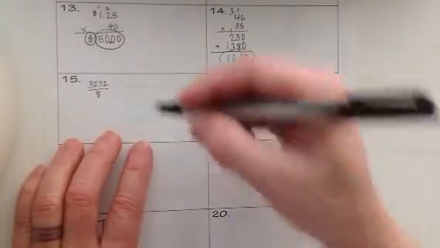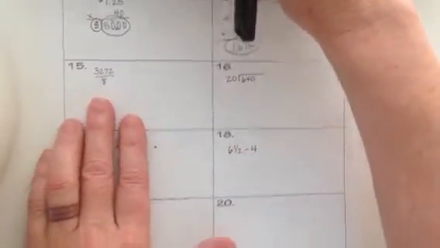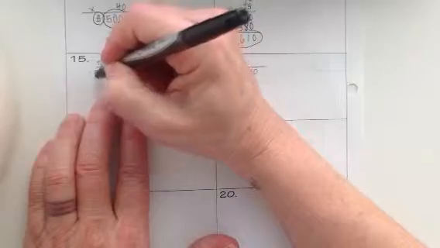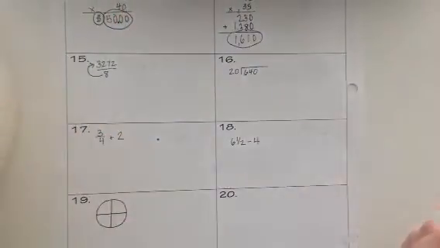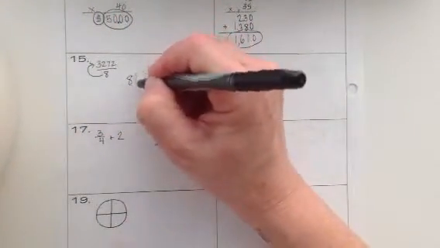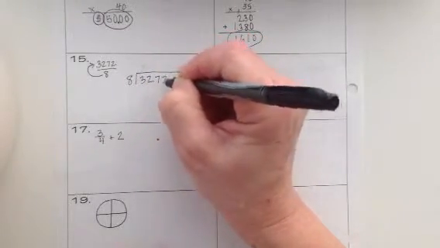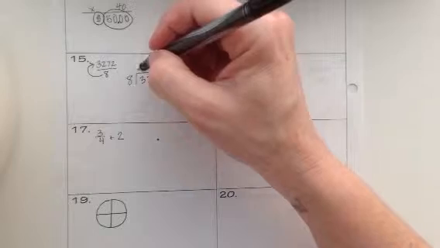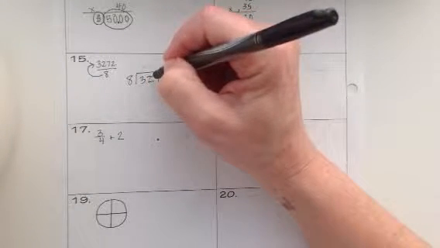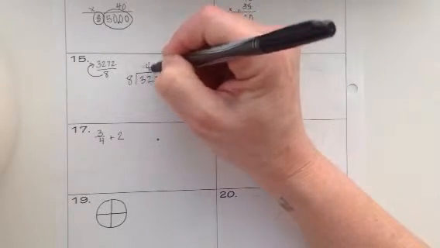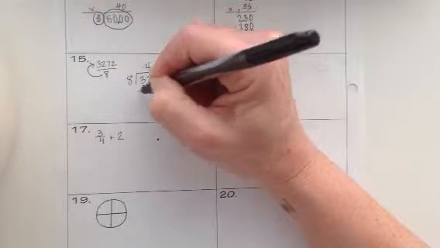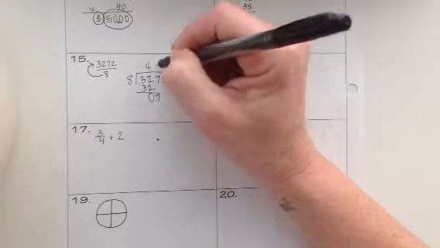1,610. Now when they give you a fraction like number 15, they want you to divide 8 into that big huge number. All right, so 8 goes into 3,272. How many times? Can it go into 3? No. Can it go into 32? Yes. How many times? 4, and you get 32. 0.